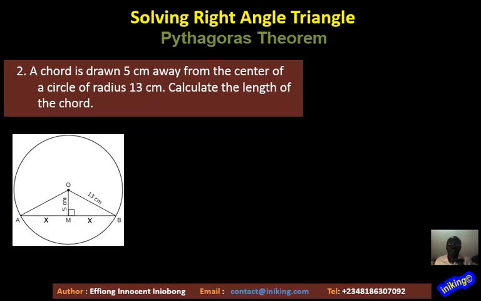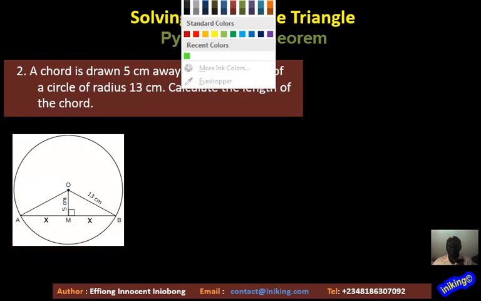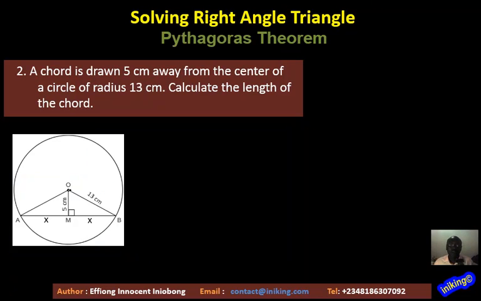Let's look at the diagram for this. We are told the chord is drawn 5 centimeters away. Again, we are using AB as our chord. It is drawn 5 centimeters away from the center, so that represents our OM. Let's go to black. That represents this from here to M. That's the distance of the chord from the center of the circle, 5 centimeters. And we are told that the radius of the circle, OB in this case here, is 13 centimeters. So that's our radius.